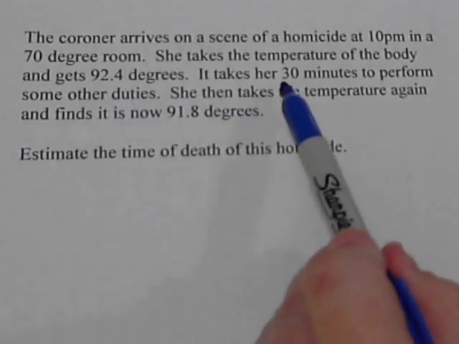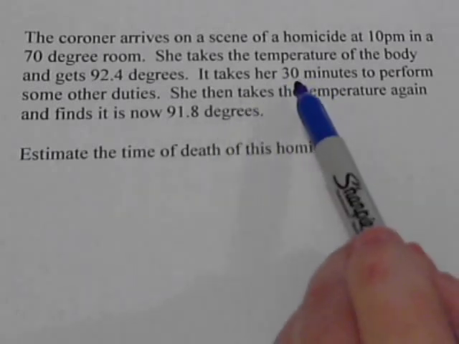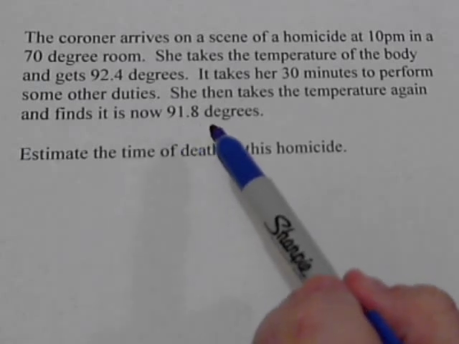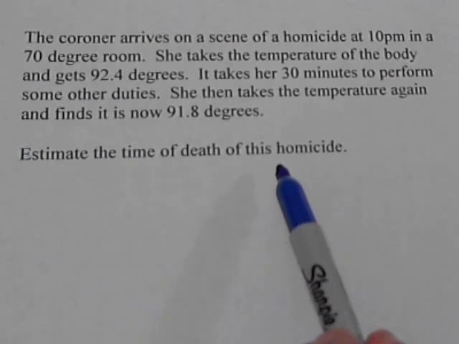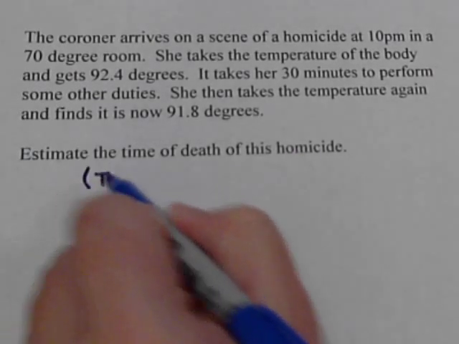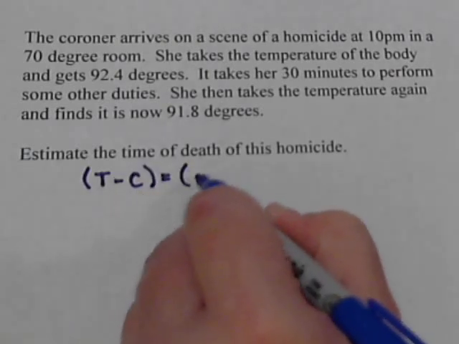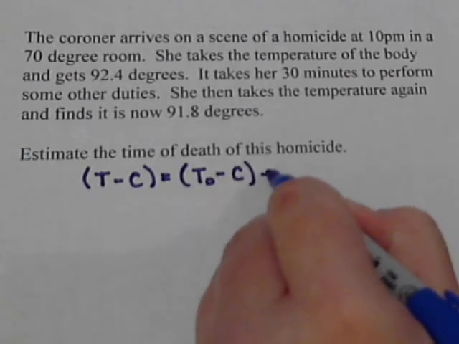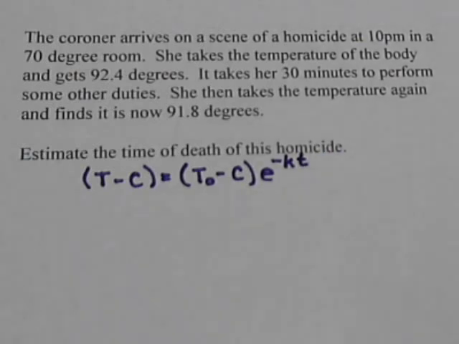Then she takes some time doing other things, letting time pass for the body to cool. 30 minutes later, she retakes the temperature and finds that it's 91.8 degrees. We want to use this information to estimate what time the person died. So we're going to be using our cooling rate formula, T minus C equals T0 minus C e to the negative KT.